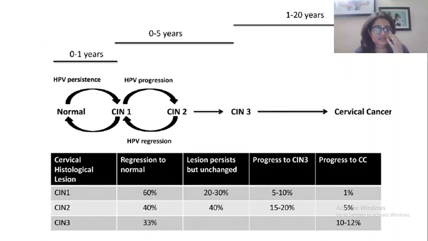Okay, now this is just a graph to show you how CIN progresses to cancer. CIN1 mostly will revert back to normal, but it has a 1% chance of progression to cancer cervix. CIN2 again can convert back to CIN1 and then back to normal, but it has a 5% risk of progression to cervical cancer. And CIN3 has a 10 to 12%. So remember these numbers: 1% CIN1, 5% CIN2, 10% CIN3, that is the risk of progression to cervical cancer.